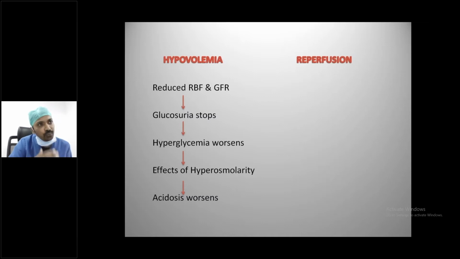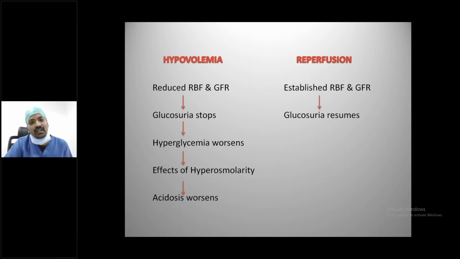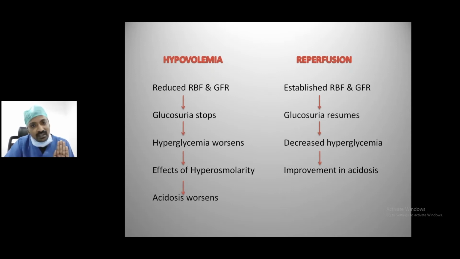What happens once you reperfuse? Once you start giving fluids to them, renal blood flow and GFR are re-established, and glycosuria resumes, and it decreases hyperglycemia, and you see improvement in the acidosis. So fluids and correction of dehydration will by themselves address the hyperglycemia. Even without starting insulin, the blood glucose will decrease with fluid repletion.